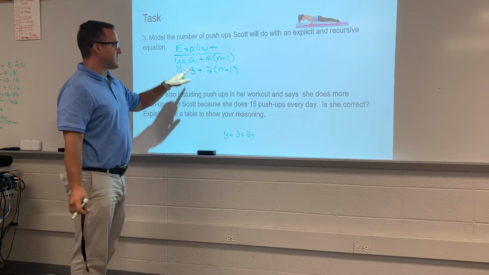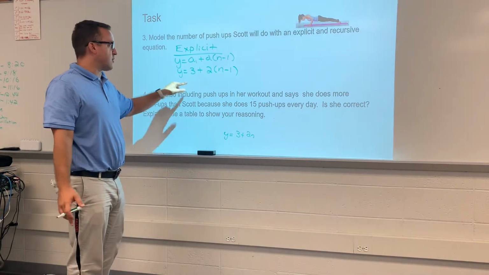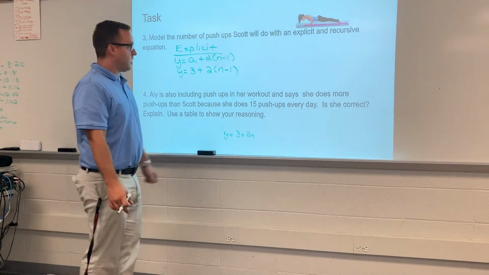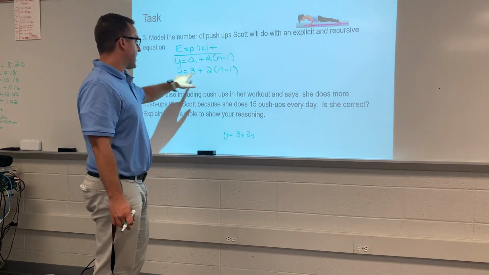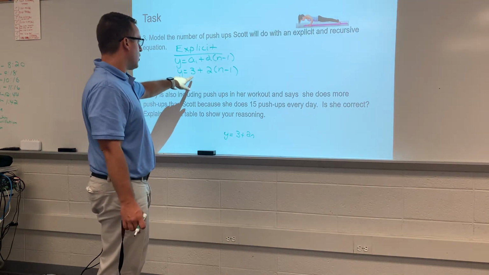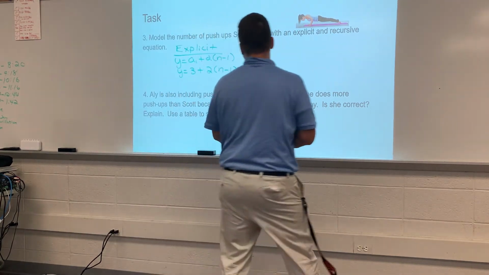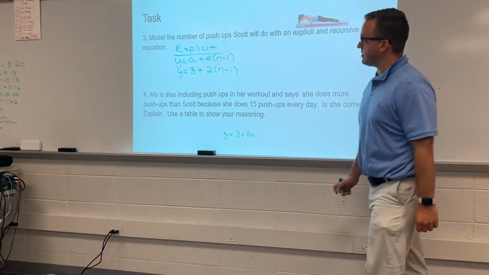And in this case, a sub 0, we don't have a 0th day, so we're going to leave this explicit equation. You could go back and subtract 2 and say y equals 1 plus 2n, but that model doesn't necessarily make sense in this situation.